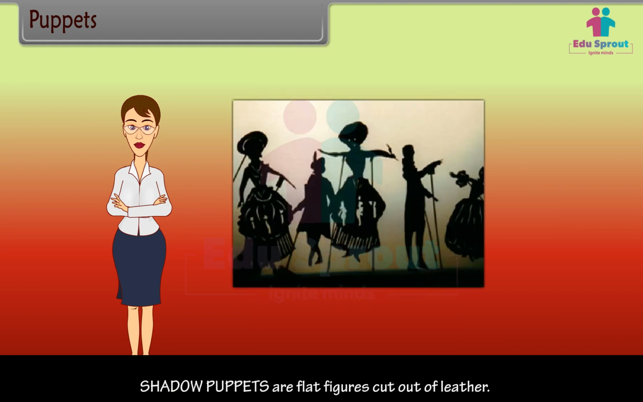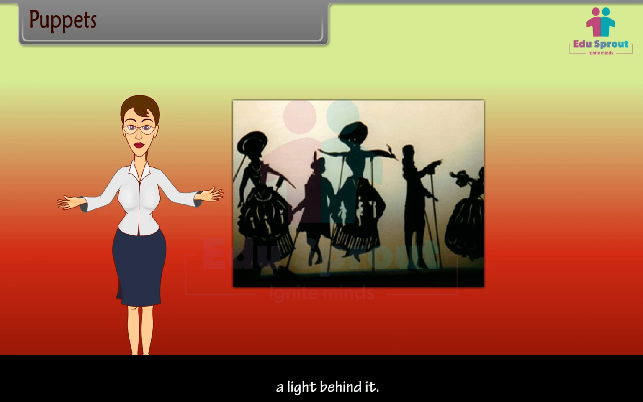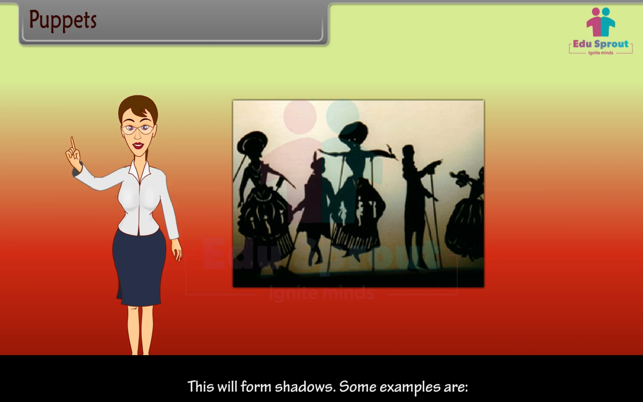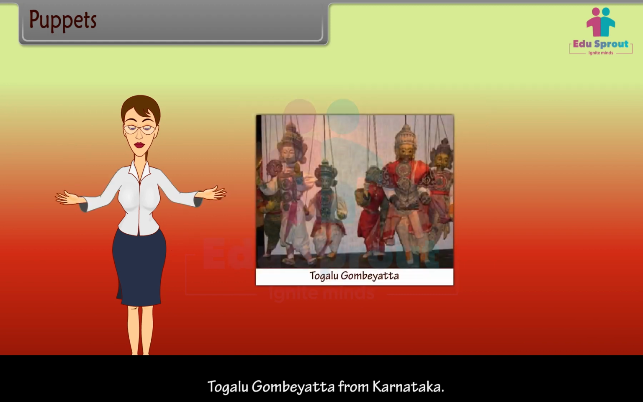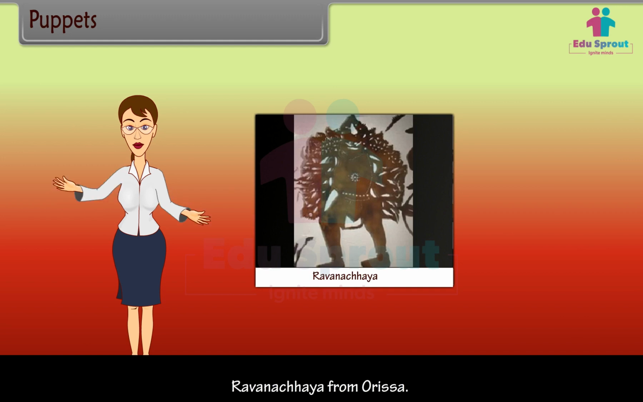Shadow puppets are flat figures cut out of leather. Shadow puppets are pressed against the screen with a light behind it. This will form shadows. Some examples are Togolu Gombeata from Karnataka, Ravanachaya from Orissa.